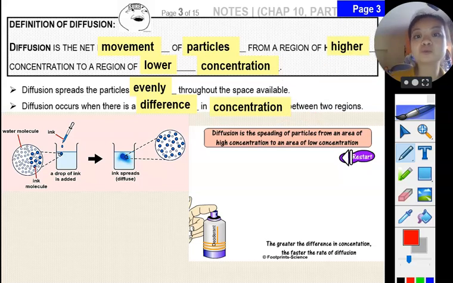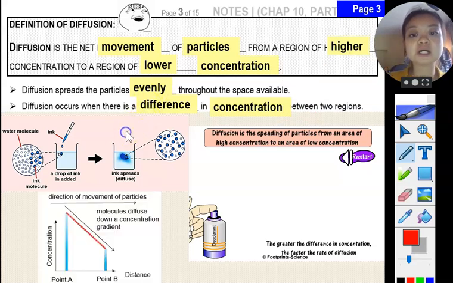Okay, so what do we say? We say that diffusion only occurs when there is a difference in concentration. So I want you to turn your attention to this picture at the bottom. You can imagine concentration like height. The taller something is and the shorter something is, that means there is a greater difference.